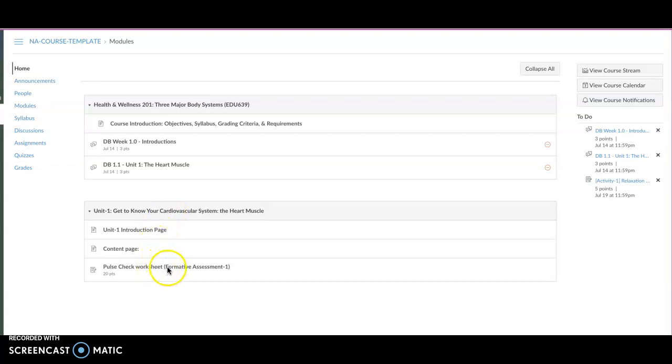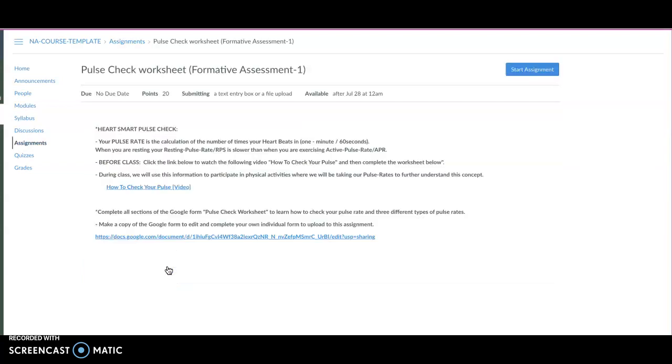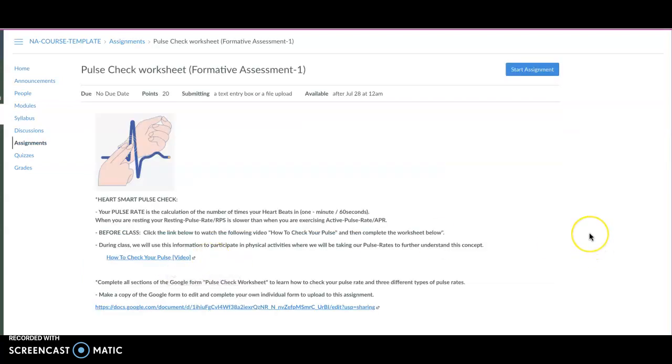So here in the student view, you would click on that activity, and once it opens up, you will see that there is work for you to do at home before getting to school. This activity is called the Heart Smart Pulse Check. Your pulse rate is the calculation of the number of times your heart beats in 1 minute or 60 seconds. When you are resting, your resting pulse rate, also known as your RPR, is slower than when you are exercising at your active pulse rate, also known as your APR.